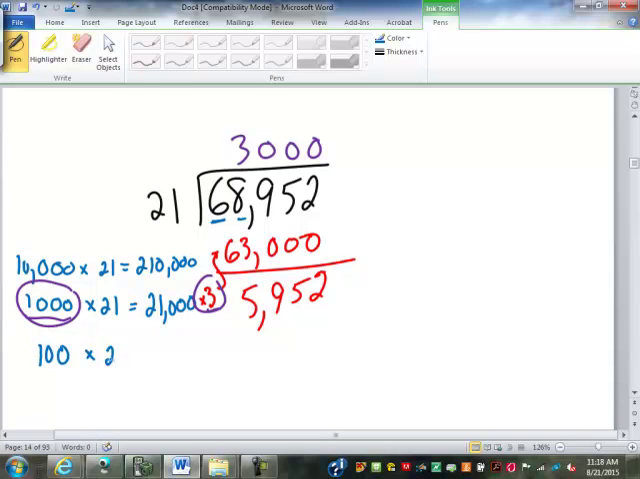100. By the way, I'm never going to force you to do division this way. I'm going to use regular long division. I'm just trying to show you where it came from, just so you know. 100 times 21 is 2,100. Can I subtract that from what's left? You bet I can. More than once? Twice. That would be 4,200.